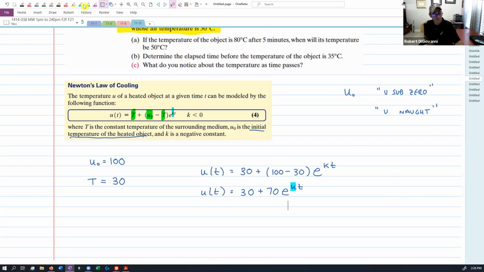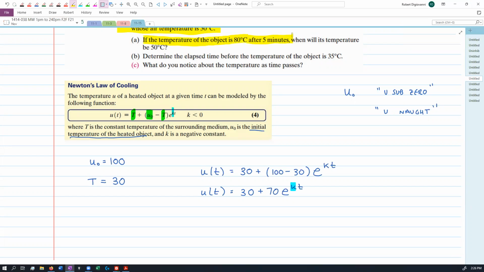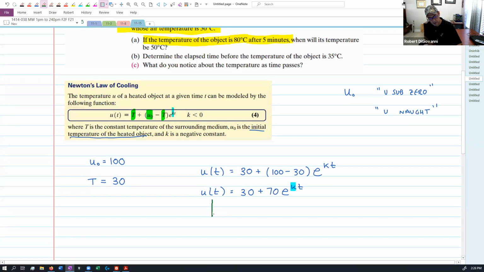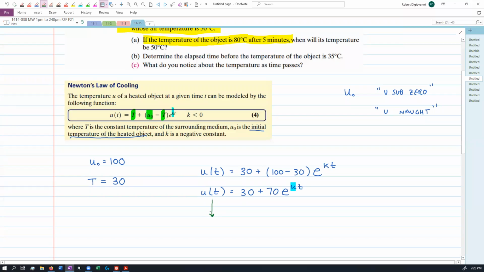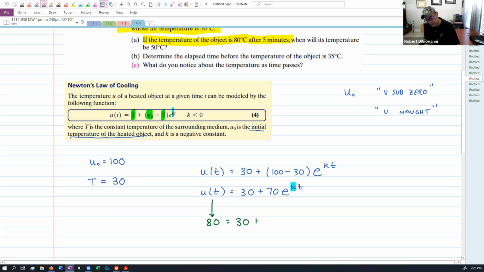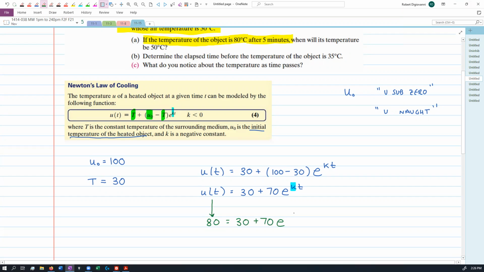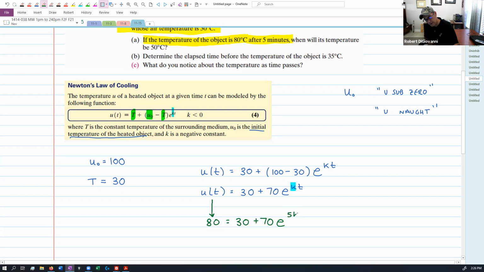So the way we do it now is we use this information. If the temperature of the object is 80 degrees after 5 minutes, when will it reach 50 degrees? So 80 degrees after 5 minutes. What does that mean? That's the left side. The left side is the temperature of the object. That will be 80. And that happens after how much time has gone by? 5 minutes. So I replace t with 5, so 5K up there.